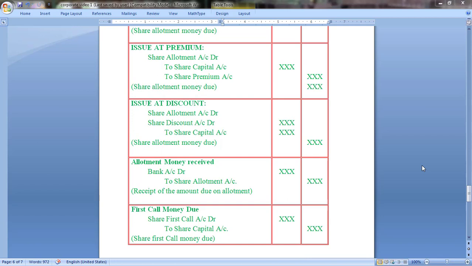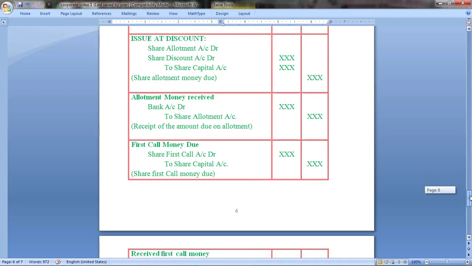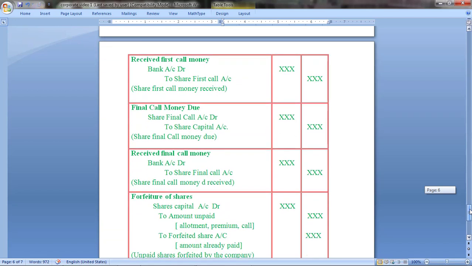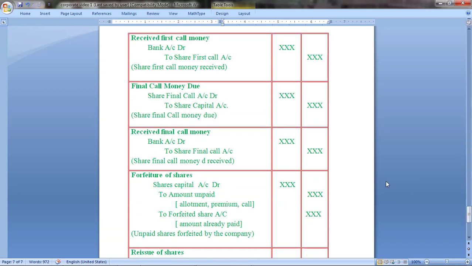Next one is first call money. For first call money due, the entry is share first call account debit to share capital. For collecting the first call money, the entry is bank account debit to share first call. In the same way, for final call also, the due entry is share final call account debit to share capital account. Then, for the receipt entry, bank account debit to share final call. So we discussed the entries for application money, allotment money and the call money.